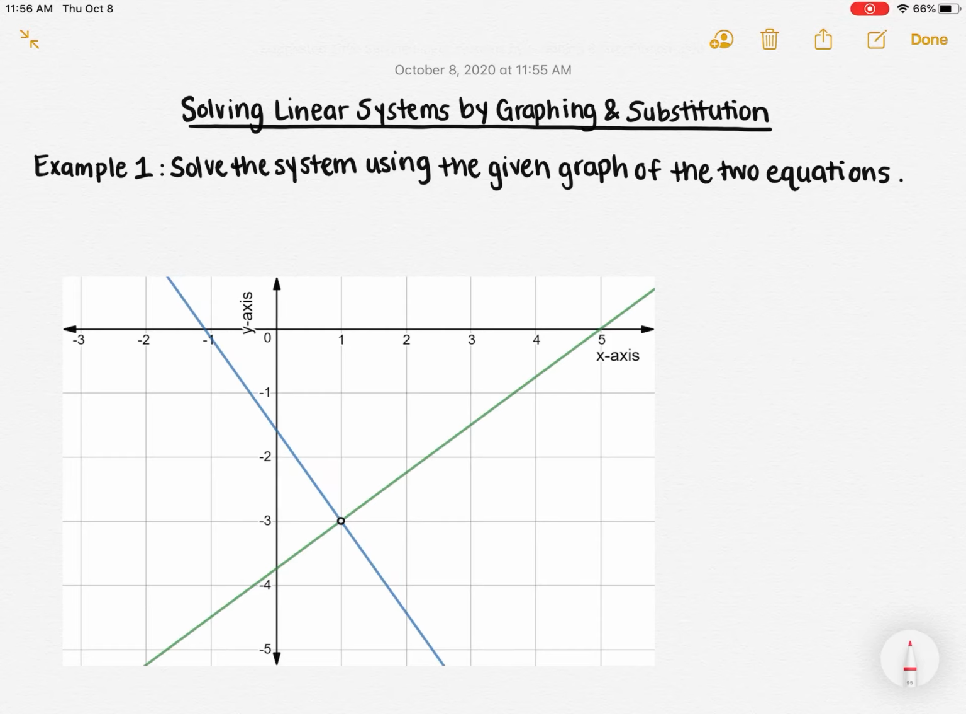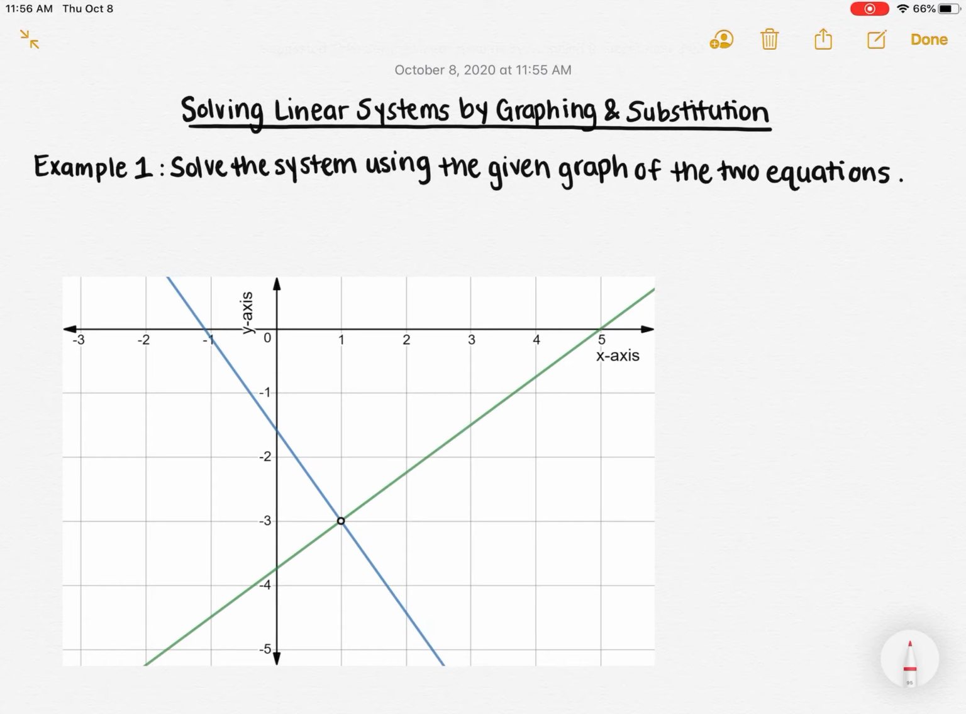We actually aren't even given the equations written out here, but that's fine because we have the graph already for us. And we know that when we're looking at a graph of two equations, if we want to find the solution that works for both equations, or in other words, the solution to the system of equations, we need to look at where the two lines intersect. So you can see that the blue line and the green line intersect at this white dot in the middle.